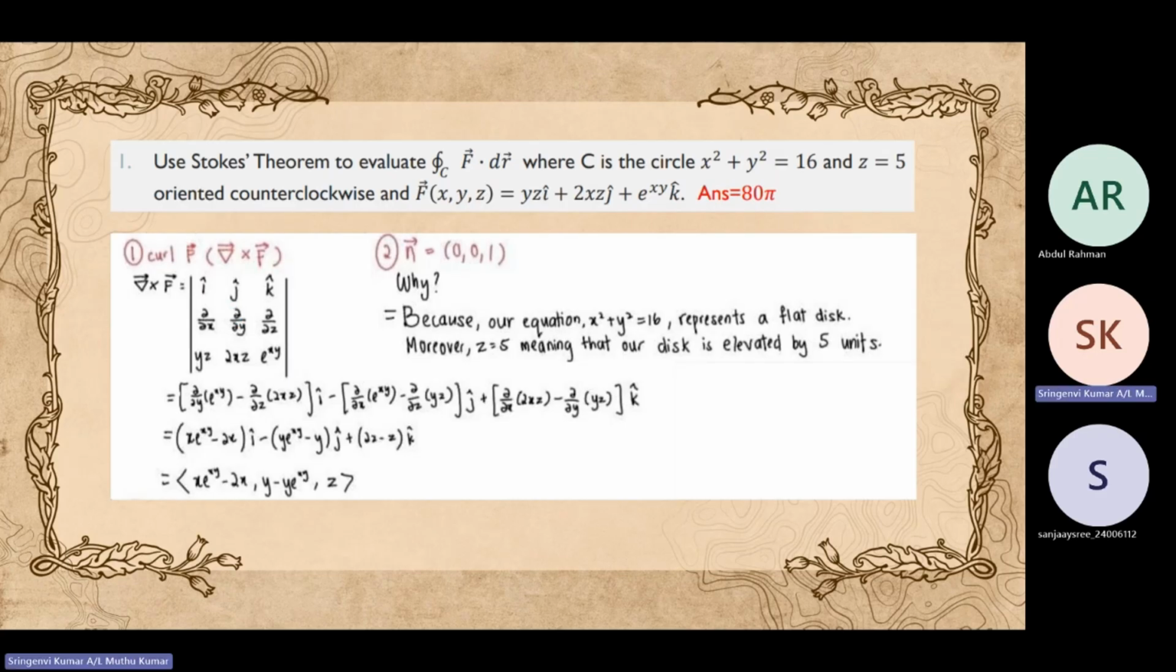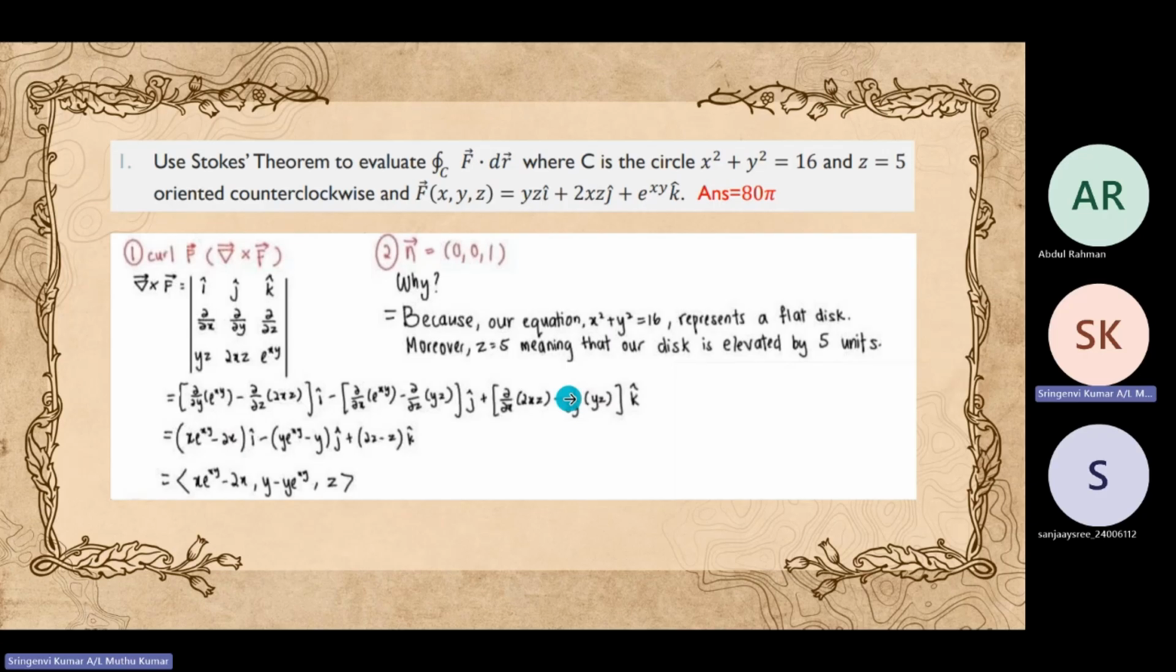Our step will be to choose a surface. The simple surface bounded by the circle is the flat horizontal disk inside it. The curve is oriented counterclockwise. Using the right-hand rule, we can find that the unit normal vector n for our disk points straight up, so n is equal to 0, 0, 1. This is because our equation represents a flat disk. Moreover, z is equal to 5, meaning that the disk is elevated by 5 units.